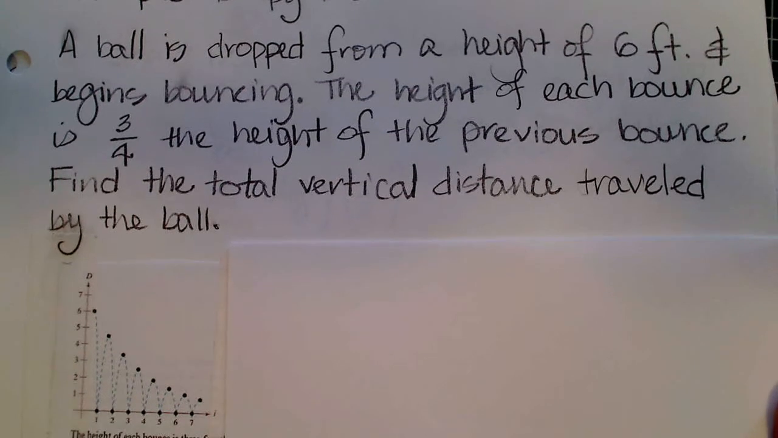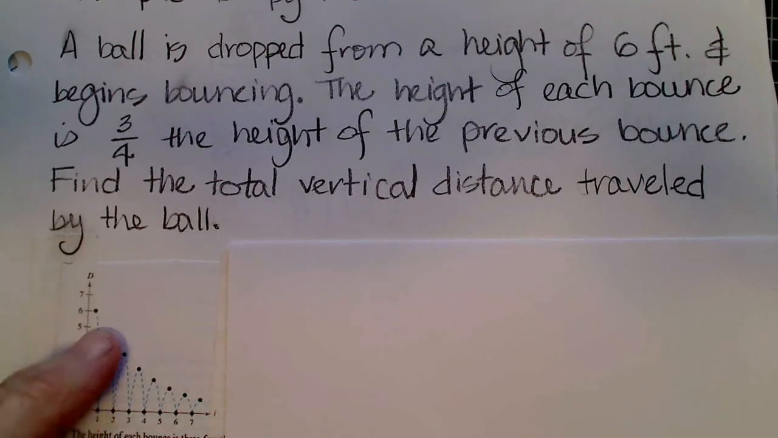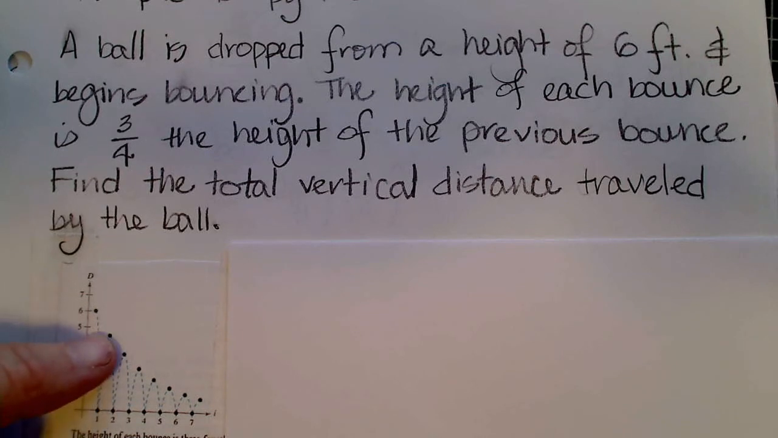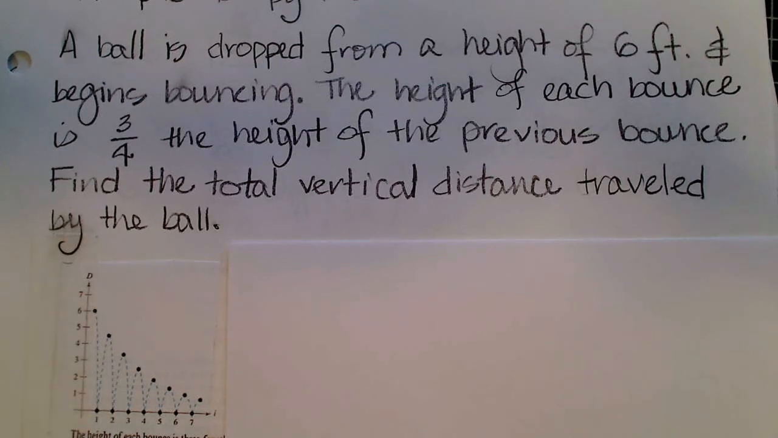There we go. So it says, a ball is dropped from a height of 6 feet and begins bouncing. The height of each bounce is 3/4 the height of the previous bounce. Find the total vertical distance traveled by the ball. So what's going on here is you're holding a ball 6 feet high, you drop it, and we're trying to add up all these different vertical bounces, okay? And we know that once I let it go at 6 feet, it's going to come back to 3/4 of 6 feet.